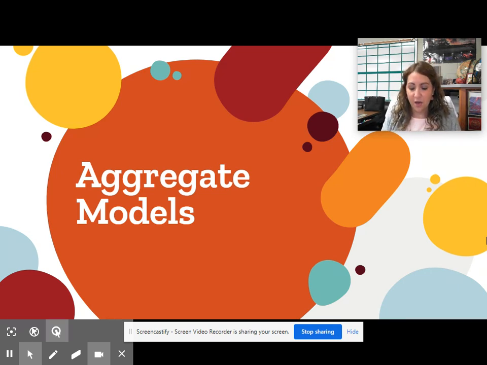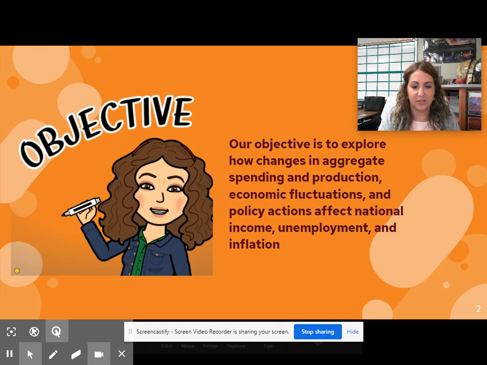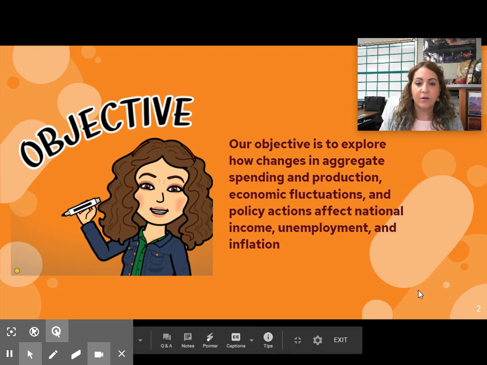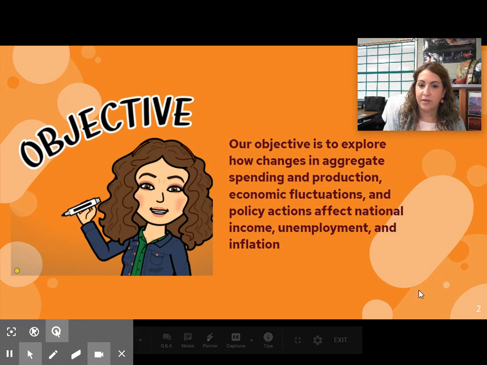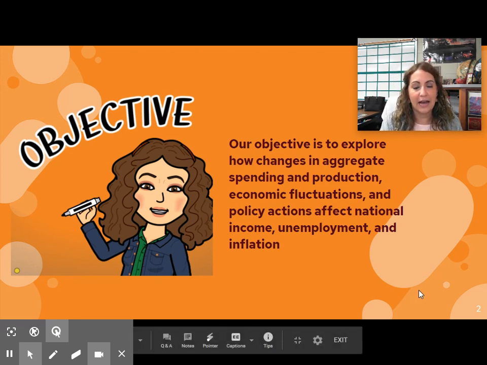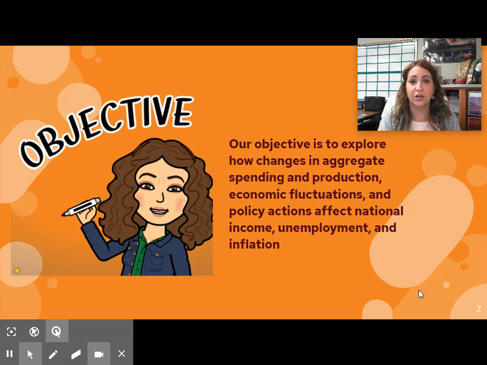economic indicators. Because these models, as you can see, based on our objective of this unit is to explore how changes in aggregate spending, or total spending, and production, economic fluctuations, which we talked about the business cycle in the last lesson, and how policy affects national income, unemployment, and inflation. So basically, how all the economic indicators relate to each other, how they affect each other, when one changes, what happens to the other ones.